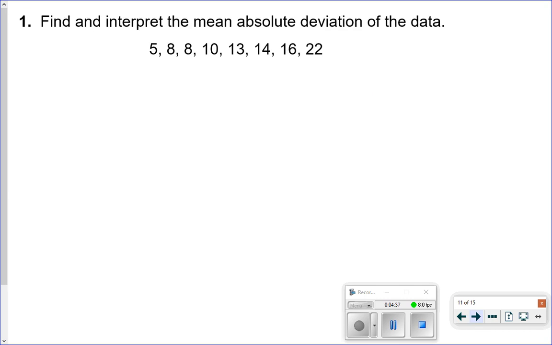Okay, so let's take a look at this next one. Find and interpret the mean absolute deviation of the data. We're going to do the same exact steps. Go ahead and pause for a minute and try this one on your own.